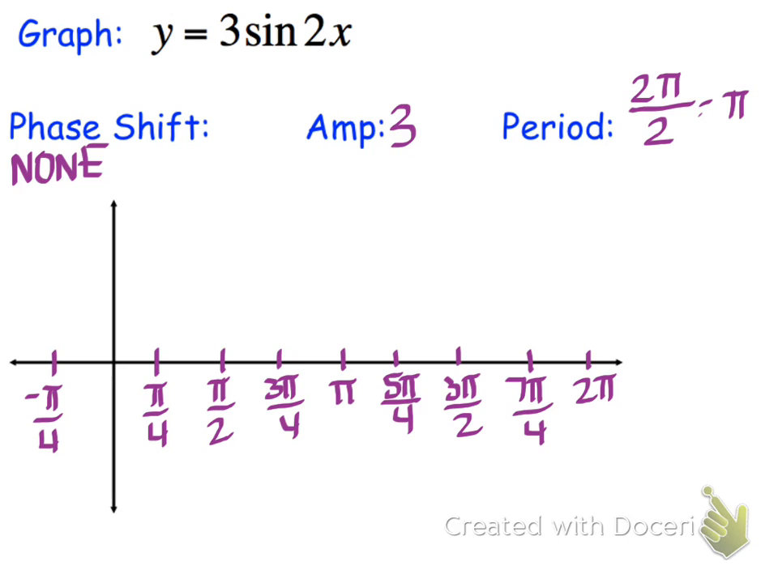The next thing we need to do is scale the y-axis. Because the amplitude is 3, we're going to have to go up and down 3 units, so we want to make sure to go all the way from 3 to negative 3.